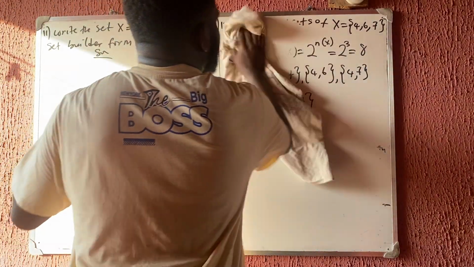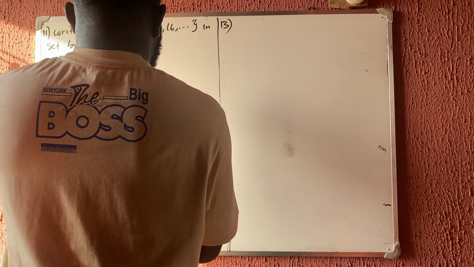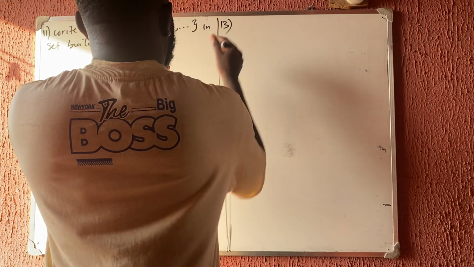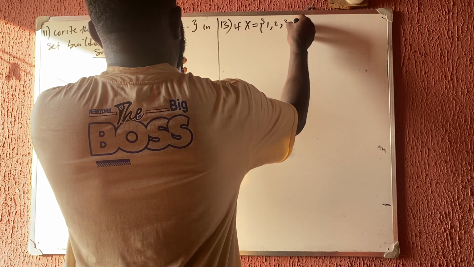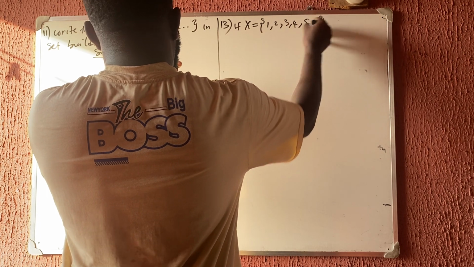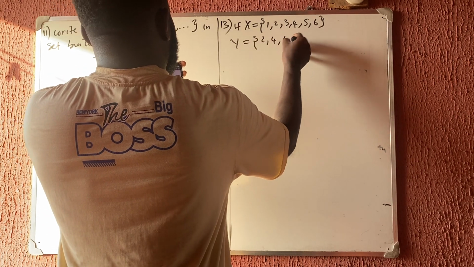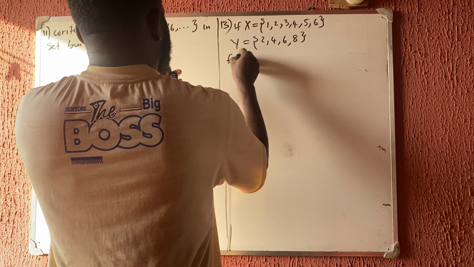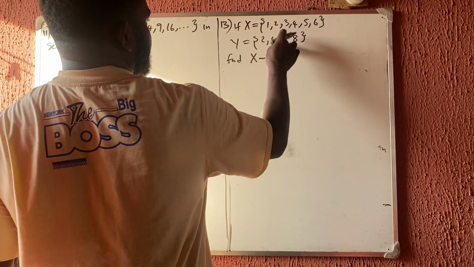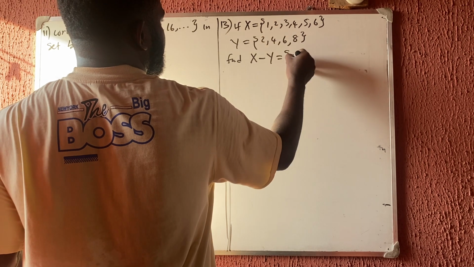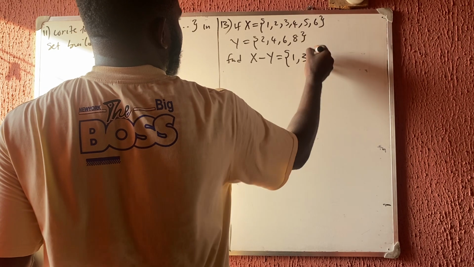So question number 13 said, if X is equal to the set 1, 2, 3, 4, 5, and 6, and Y is equal to the set 2, 4, 6, and 8, then find X minus Y. X minus Y means anybody that is here that you cannot find here. So 1 is here, 1 is not here, 1. 2 is here, 2 is here, out. 3 is here, 3 is not here, 3. 5 is here, 5 is not here, 5.